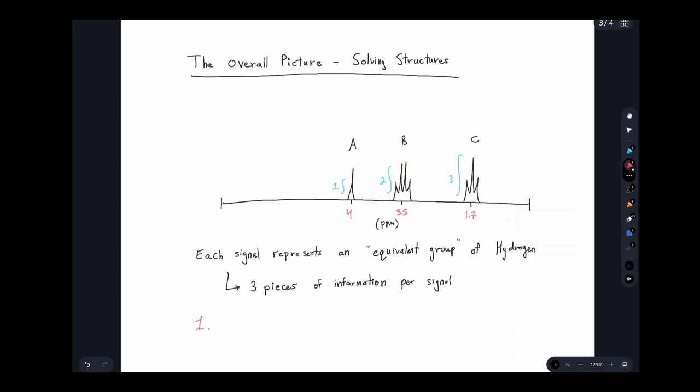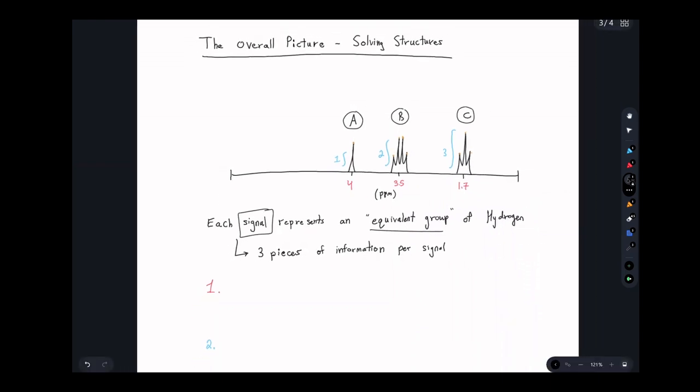Here is a representative NMR sample that I'll be coming back to over and over. I want to first mention this idea of signals. So I've labeled them here as A, B, and C, these signals that are coming off of the x-axis with a lot of different bells and whistles. Each signal represents an equivalent group of hydrogens. Now, we're going to define this in the next session, or the next lecture. But importantly, I want to talk about the three pieces of information that each signal gives us.